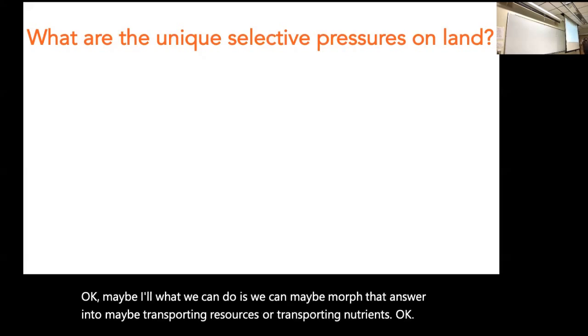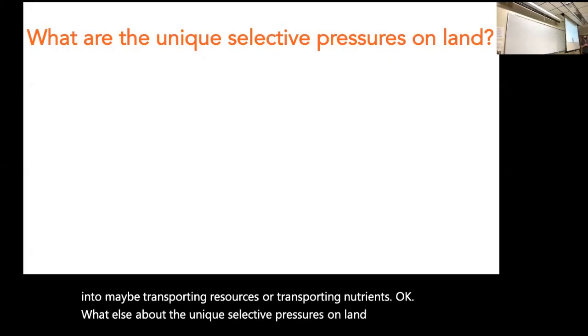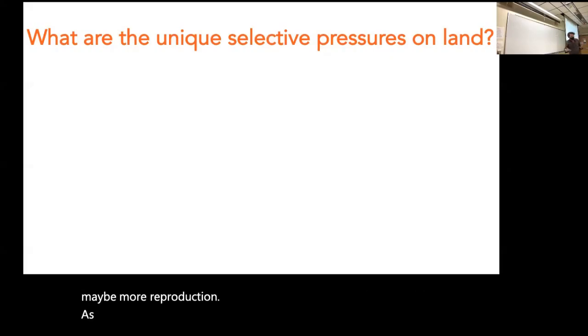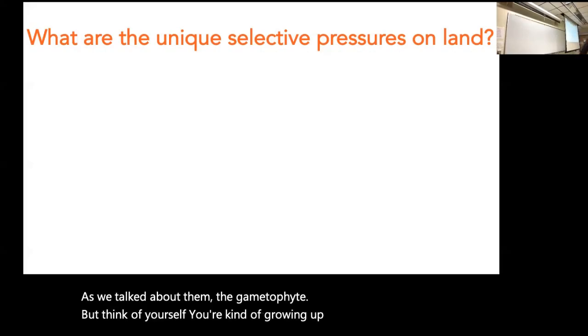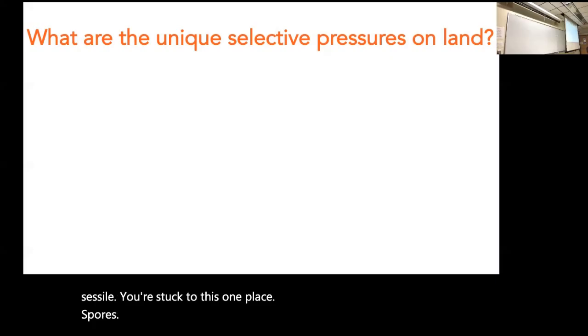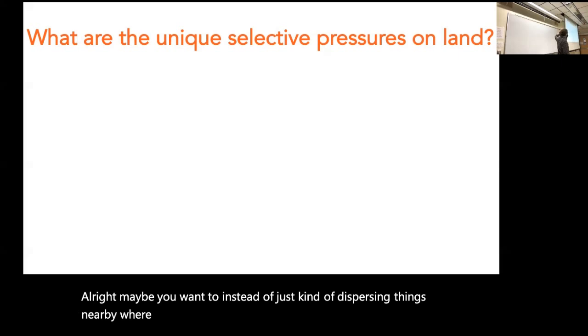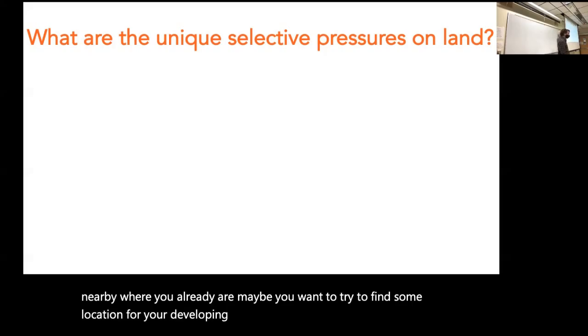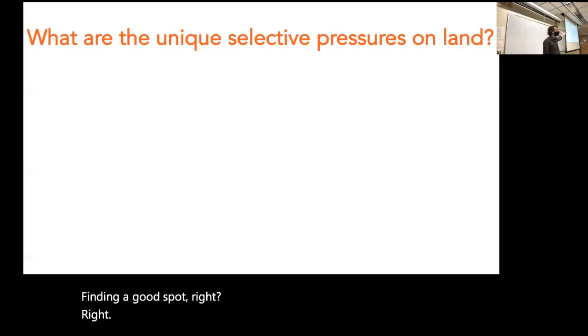What else about the unique selective pressures on land? Let's think maybe more reproduction. Okay, so we talked about the gametophyte. But think of yourself, you're growing up, you're sessile, you're stuck to this one place. Your spores have to go somewhere. Dispersal. Yeah. All right. Instead of just dispersing things nearby where you already are, maybe you want to find some location where you're developing, hopefully, offspring somewhere else. Find them a good spot, right? All right. Anything else? Any other ideas?